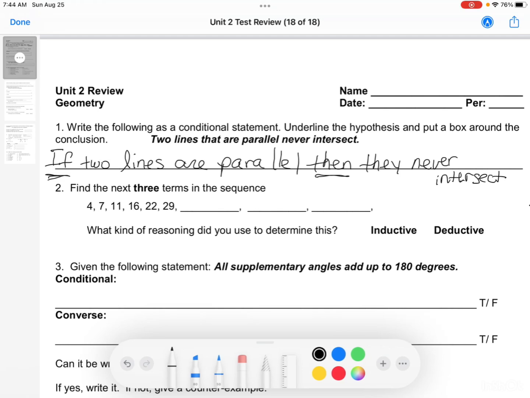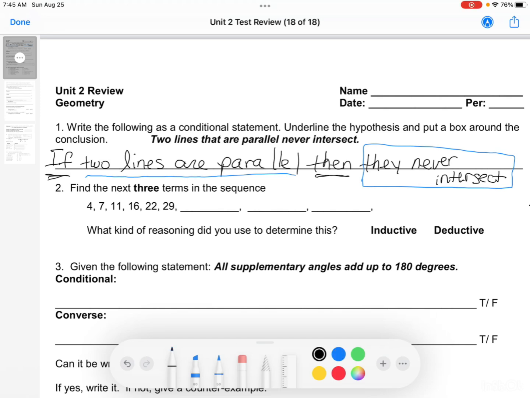It says underline the hypothesis once and put a box around the conclusion. So underlining the hypothesis, this part is the hypothesis, and this part is the conclusion. And remember, the if and then is not included in the hypothesis or conclusion.